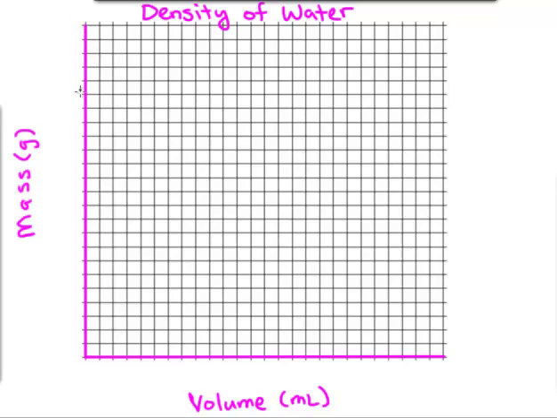I would do this with a ruler, so it's nice and straight. We have both our horizontal and our vertical axes drawn here. They are also labeled appropriately. So we have a unit scale here, mass in units of grams, and volume in units of milliliters. You can also see that I've already added the density of water as my main title.